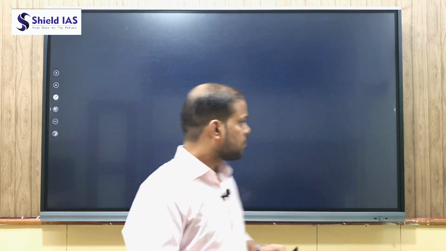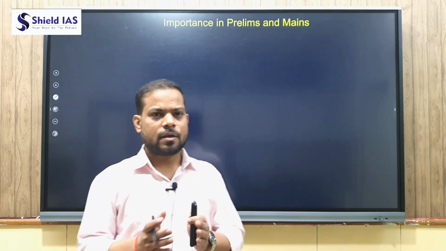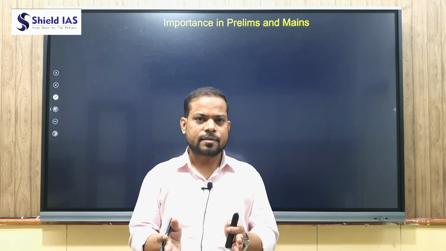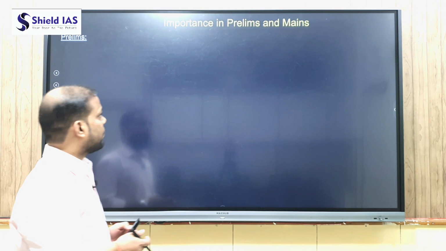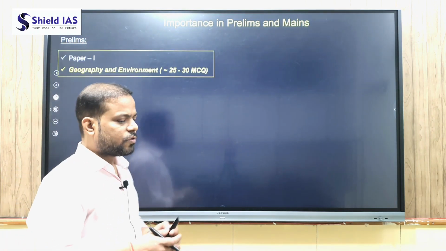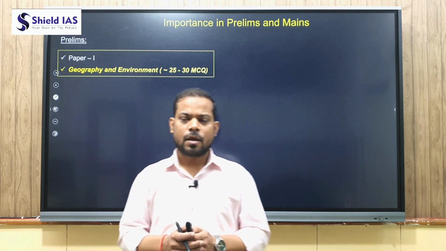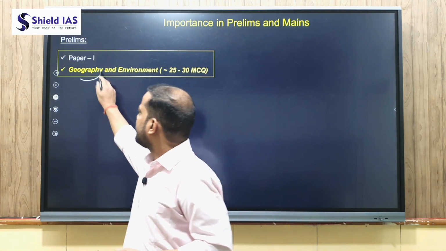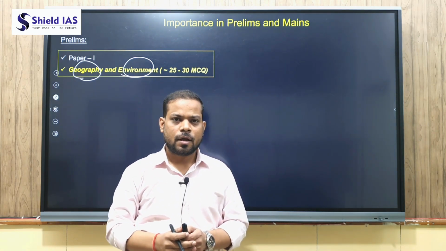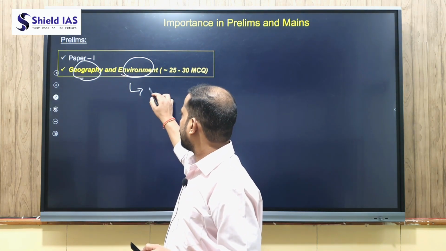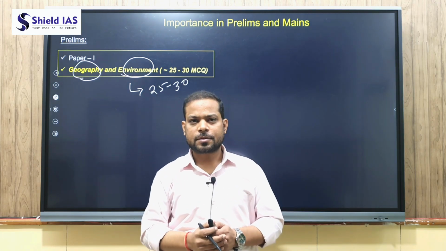Apart from this, let's see what the advantages are in prelims as well as mains if anyone takes geography as an optional. When we talk about prelims, as you know, there are two papers, paper 1 and paper 2. In paper 1 we have geography, and environment is also part of paper 1. And as I said, 25 to 30 questions are asked by UPSC in prelims.